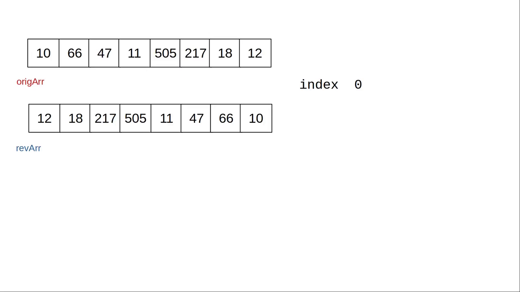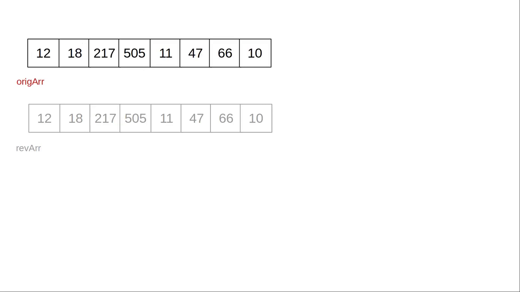That means we need to run another loop whose index starts at zero and copies elements from the reversed array back into the original array, one after another, until the loop hits the end of the reversed array. Now you can return from the reverse in place method, and the original array is reversed.